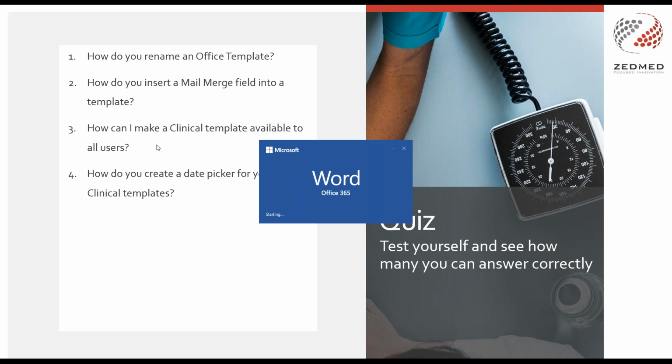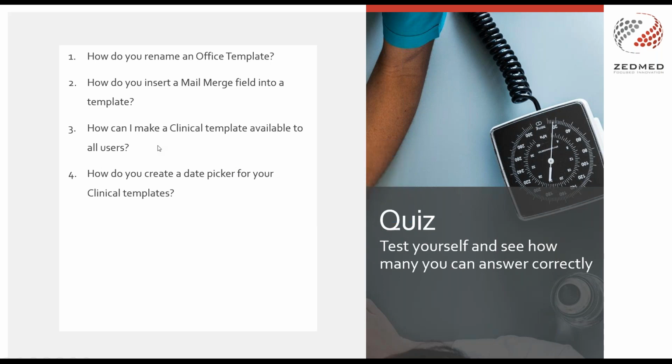Sorry about that. How can I make a clinical template available to all users? So indeed, I got another correct answer there in the chat. You would right click on the specific template and make available to all users. And our last question there, how do you create a date picker for your clinical templates? As I demonstrated in the referral template, that would be inserting a custom field and choosing date.